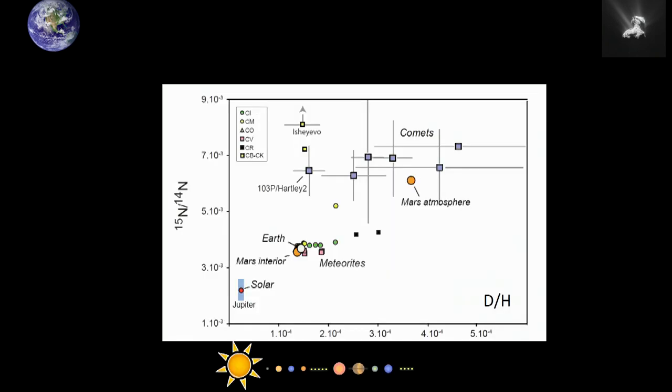And the analysis clearly showed that the comet is not atypical. It's rich in nitrogen-15. It's rich in deuterium. And so it confirms that it's difficult to make the ocean's carbon and nitrogen from some outer solar system material.